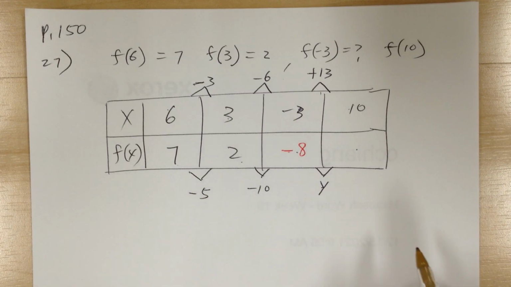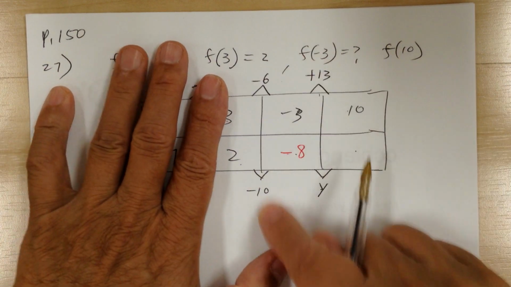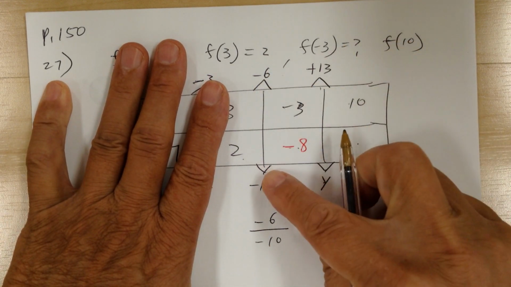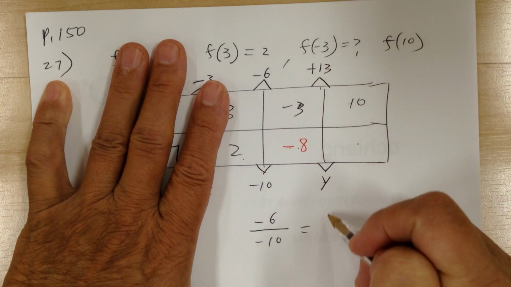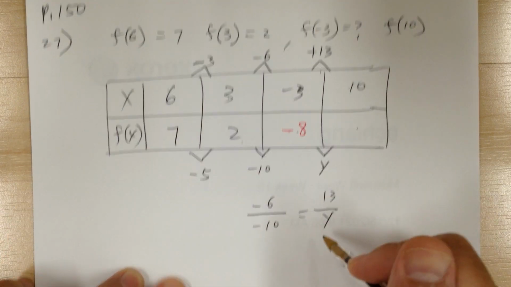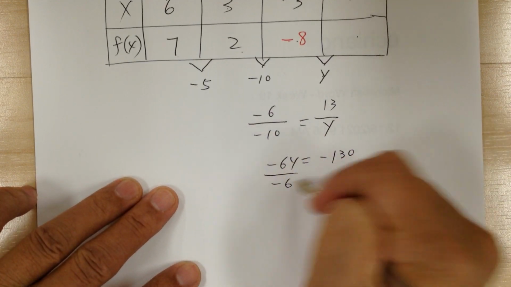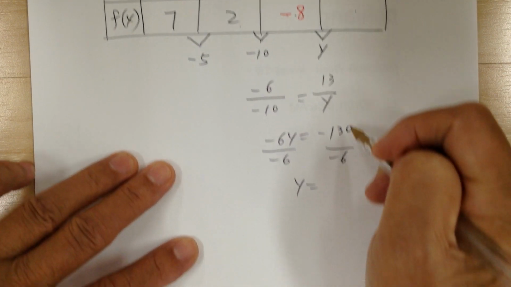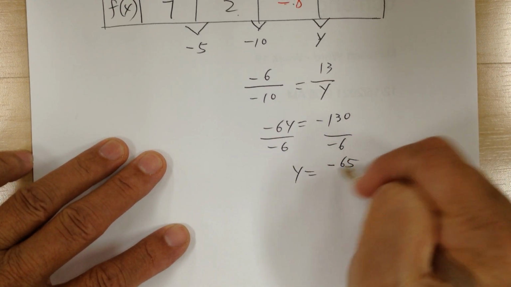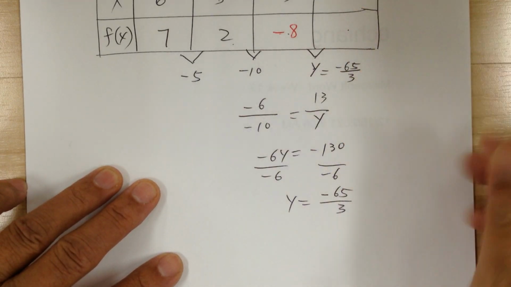Okay? So now you're going to use a ratio. And remember, when you're doing a ratio, you can go this way or this way, right? So let's just use this ratio over here. So you're going to have negative 6 over negative 10 will equal to 13 over y. So what you do is you cross multiply, and you divide by negative 6. So y will equal to, and you reduce by 2, so it will be negative 65 over 3. So this is equal to negative 65 over 3.